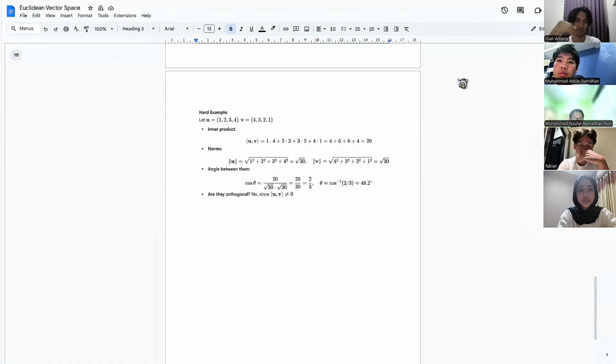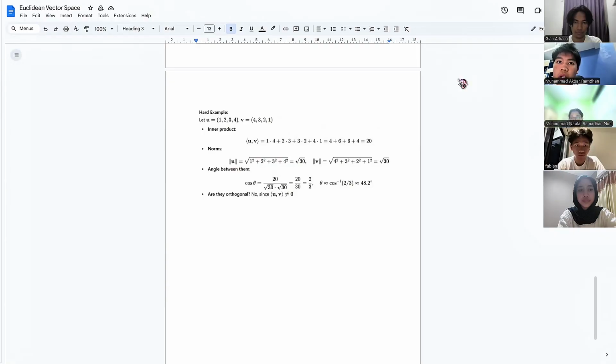Next, we calculate the magnitude, also called the norm, of each vector. The norm of vector U is the square root of the sum of the squares of its components. So we calculate 1 squared plus 2 squared plus 3 squared plus 4 squared. That is 1 plus 4 plus 9 plus 16, which equals 30. The square root of 30 is the magnitude of the vector U. The norm of vector V is found in the same way. And then we calculate 4 squared plus 3 squared plus 2 squared plus 1 squared. That's 16 plus 9 plus 4 plus 1, which also equals 30. Taking the square root gives us the square root of 30 as the magnitude of vector V.